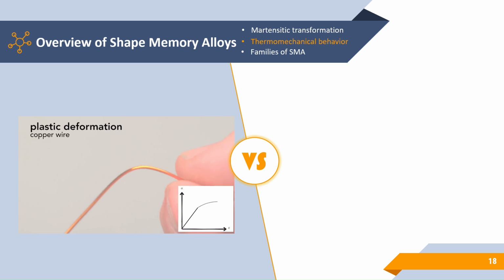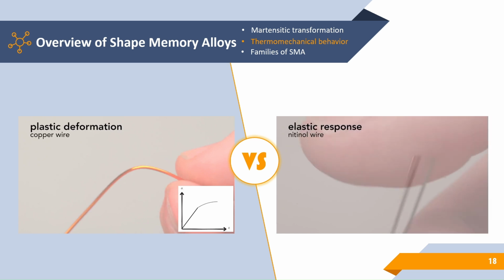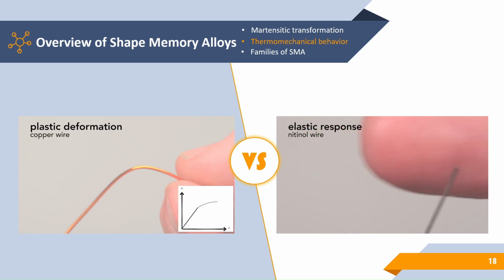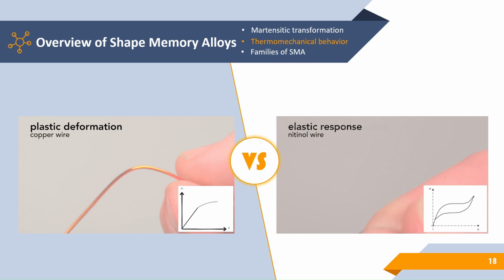Now, for shape memory alloy wire, for small deformations, it shows elasticity. But for extreme deformations, it shows superelasticity. So this is what the superelasticity effect looks like in general.